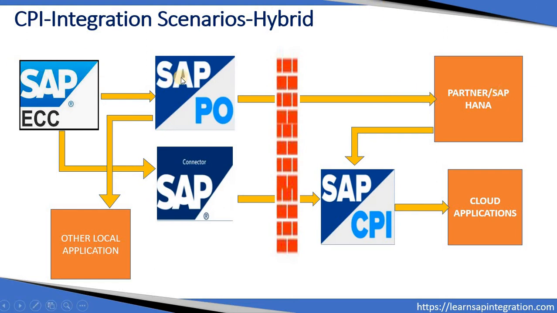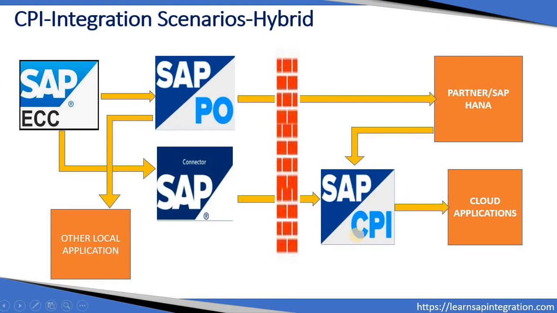Similarly, for on-premise to cloud, we use SAP CPI, which is the integration platform in the cloud, via the SAP connector. That is on-premise to cloud application via CPI using the SAP connector. The last one is the hybrid approach. Here we can have on-premise to on-premise, on-premise to partner, on-premise to cloud, and cloud to cloud. Suppose there are two cloud applications like SuccessFactors, Ariba, or Concur. Between two cloud applications, we are going to use CPI.